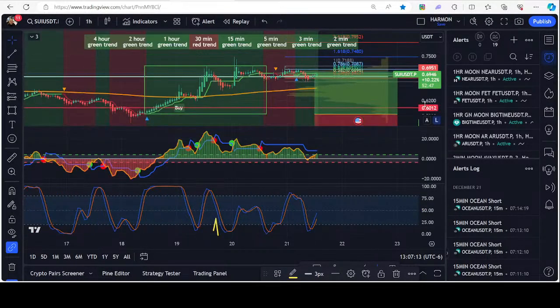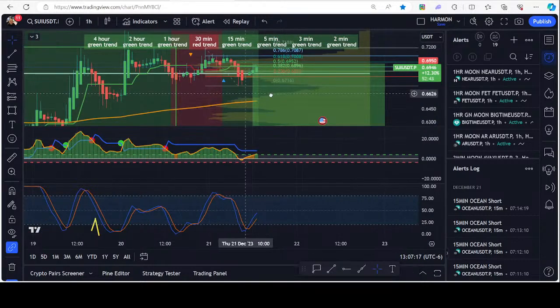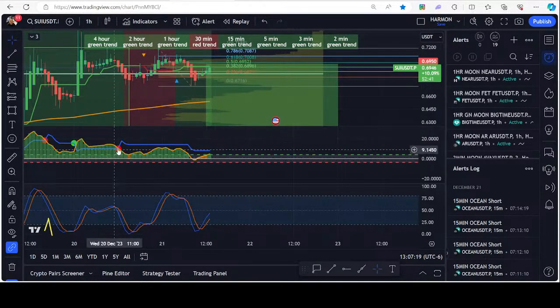Is a red moon still? It's not a green moon. Okay, so now you're looking here, right? So you have a red moon, red trend. It just went into a 1 hour green trend, right? There was a pullback on that green trend, right?